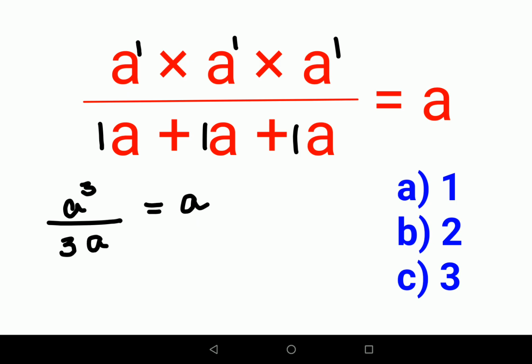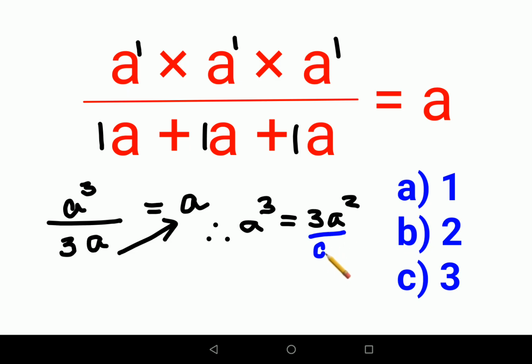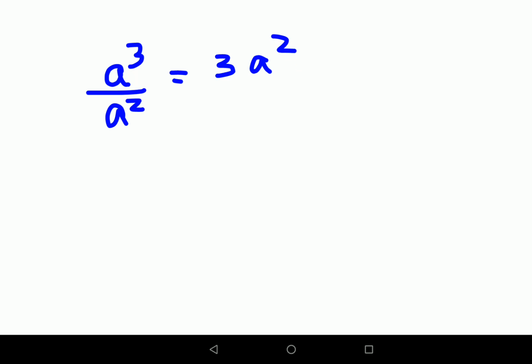Now what next you can do is multiply, take this denominator ahead. So therefore I can say a cube equals 3a square. Now since I want the value of a, what I can do is divide both sides by a square. So a cube divided by a square is equal to 3a square divided by a square. So your LHS is pretty much sorted.